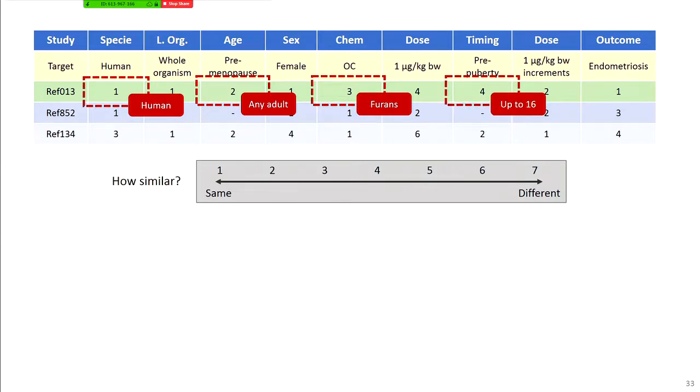And maybe for timing or something, if we've got a population that's up to 16 years old, that's going to include girls who are going through puberty, so maybe that's not quite so directly relevant. We might want to file that under confounding instead. But we can at least see how we can turn a set of study characteristics into a matrix.